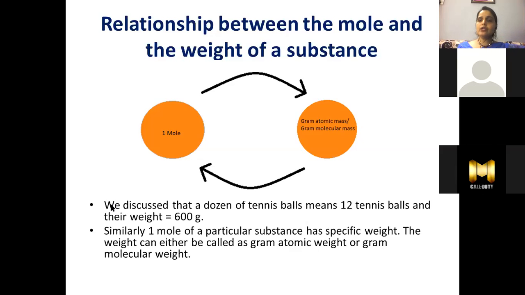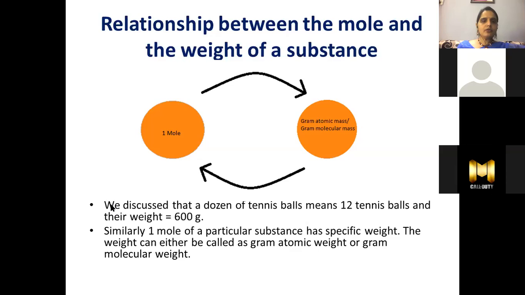So again, in which case shall we use gram atomic weight? Whenever the substance involved is an element, its basic unit is going to be an atom. Therefore, in that case, we will refer to its weight as gram atomic weight. And if the substance involved is a compound, then its basic unit will be a molecule and its weight will be referred to as gram molecular weight.